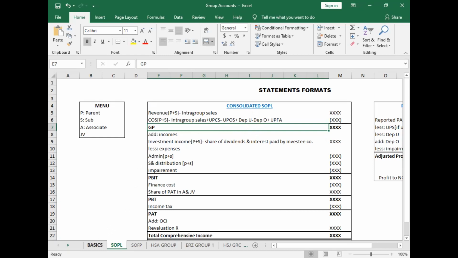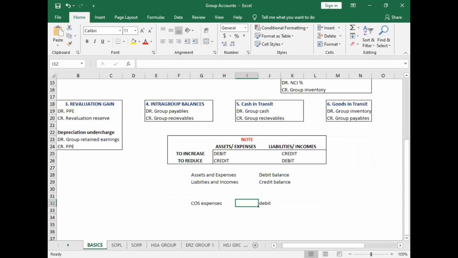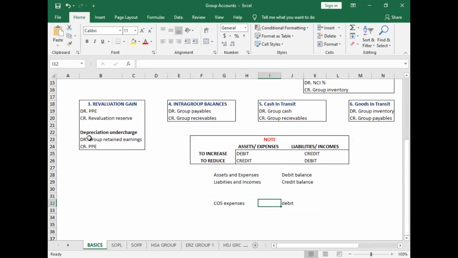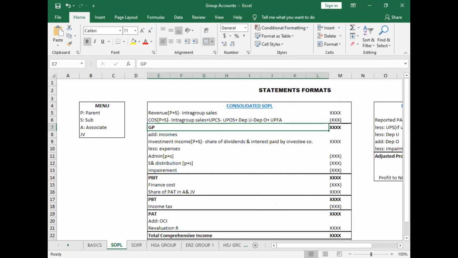I'll take you back to the basics. Here, depreciation overcharge. We said you debit group retained earnings, that is by debiting cost of sales, isn't it? Then the UPFI we will deduct, to remove the transaction from happening. The unrealized profit on sale of fixed assets, we add it back.